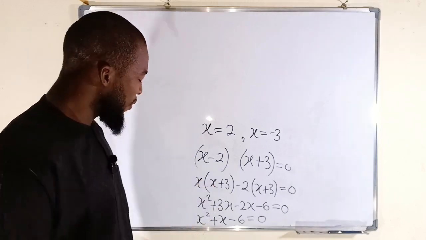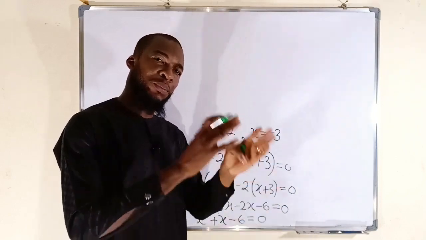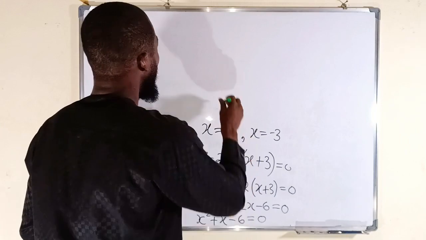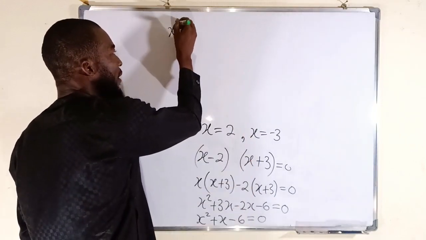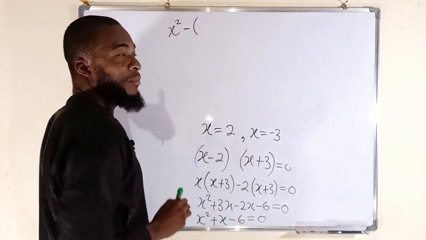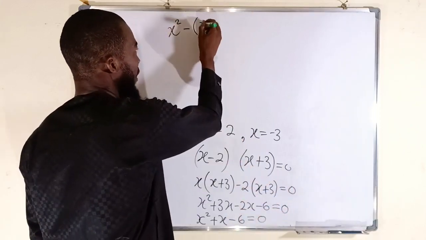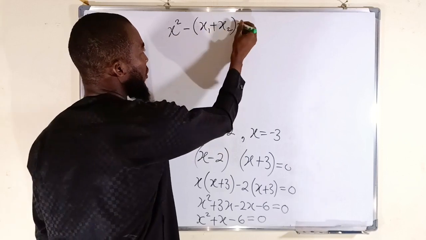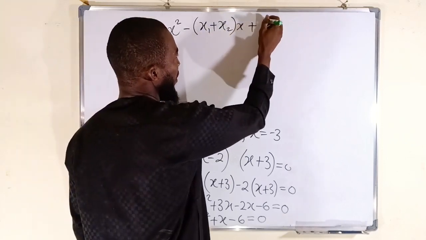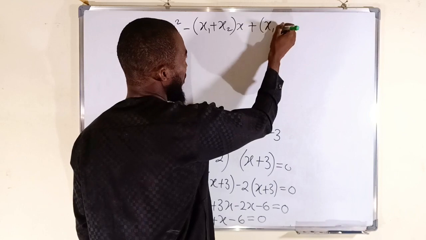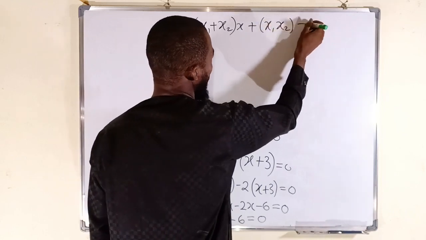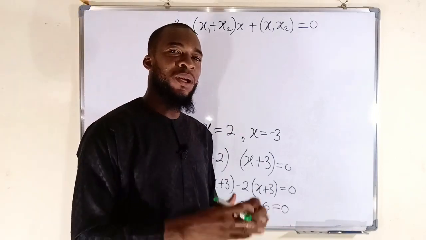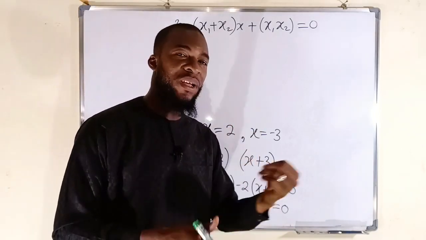And let me show you another different way. Remember, from the sum and the product of roots, if you want to form any quadratic equation, it is as simple as taking x squared minus the sum of roots, x1 plus x2. Let me call them x1 and x2. You multiply them by x. Then you add their product, x1 times x2, and you set the result equal to 0. This formula will always guide you in forming a quadratic equation when the roots are given.